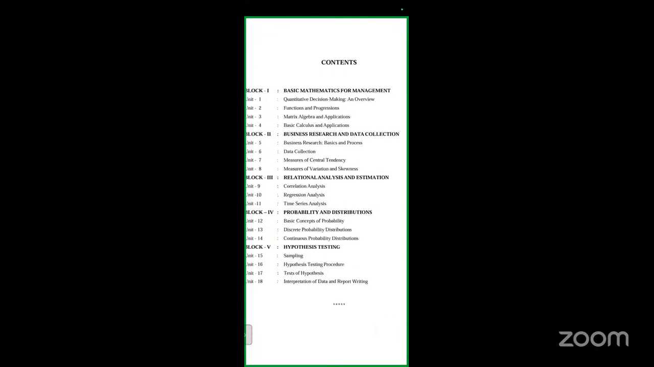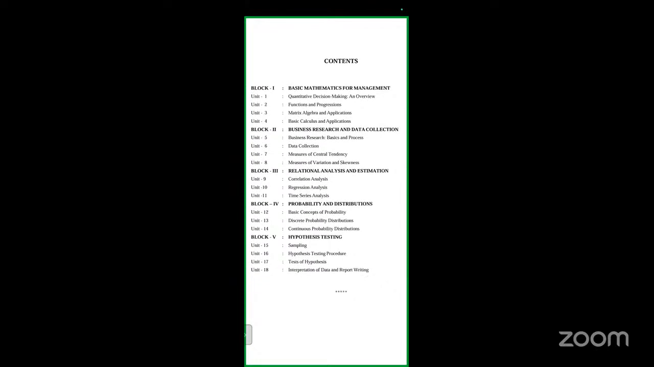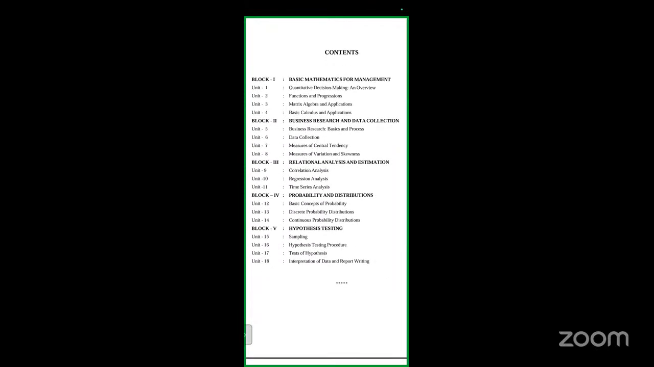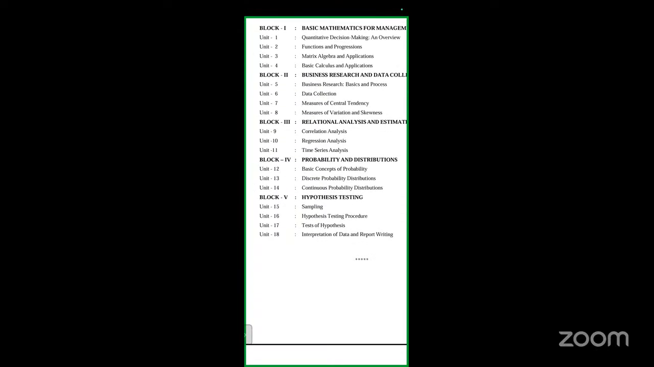The next block is business research and data collection. In that, business research basics and process, data collection, measurement and central tendency, measures of variation and skewness. The third block is relational analysis and estimation. It consists of only three units: correlation analysis, regression analysis, and time series analysis. The fourth block is probability and distribution: basic concepts of probability, discrete probability distribution, and continuous probability distribution.